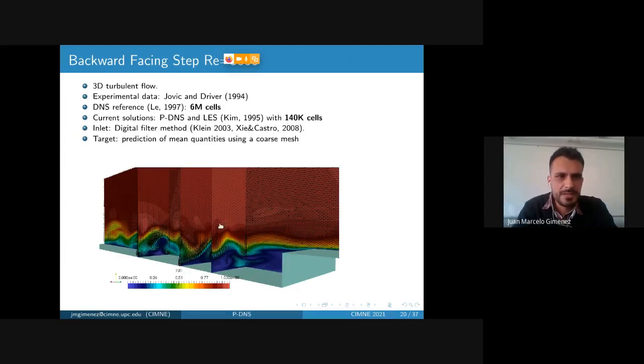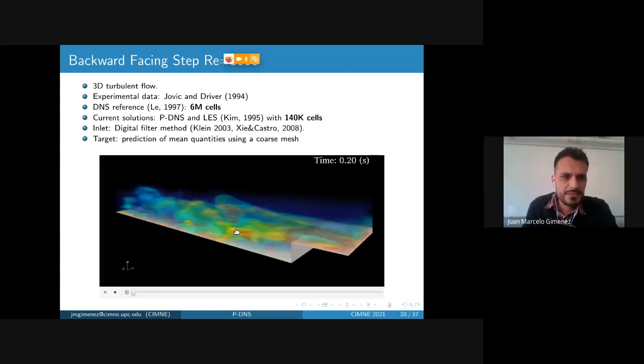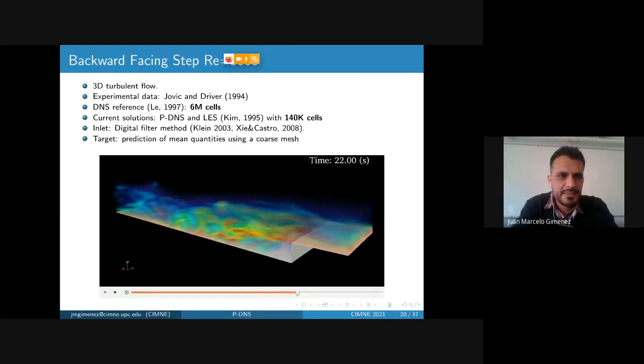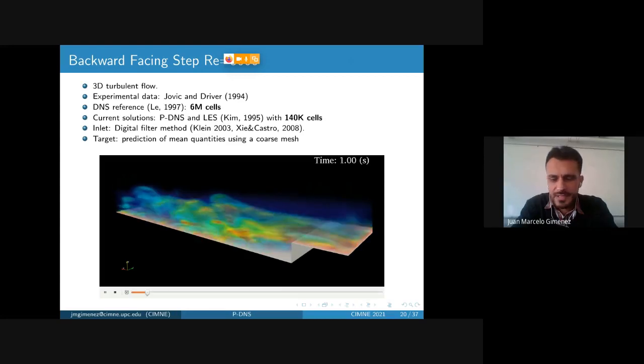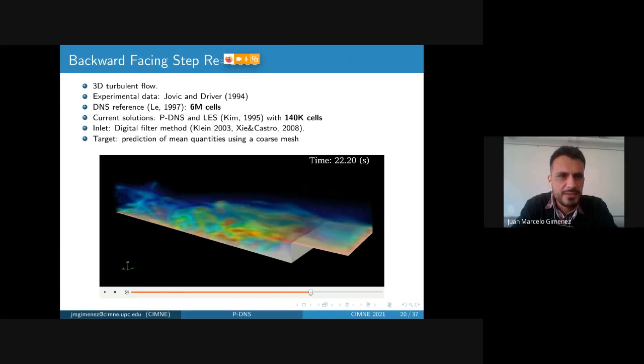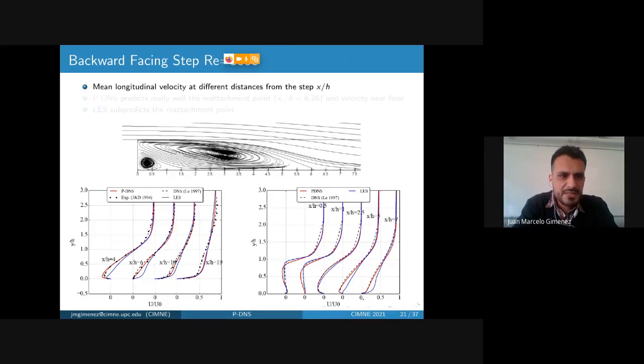In a more complex problem, we have applied this pseudo-DNS methodology. It consists of the backward-facing step, a very well-known benchmark. We are using a Reynolds number of 5,000. The flow is fully turbulent, as I show here, and we have experimental data and a DNS reference to compare. We test using a coarse mesh of 140,000 cells, and the target is the prediction of mean quantities using this coarse mesh, comparing a solution of pseudo-DNS and a solution with LES. The main quantity usually compared here is the mean longitudinal velocity at different locations, at distances from the step.